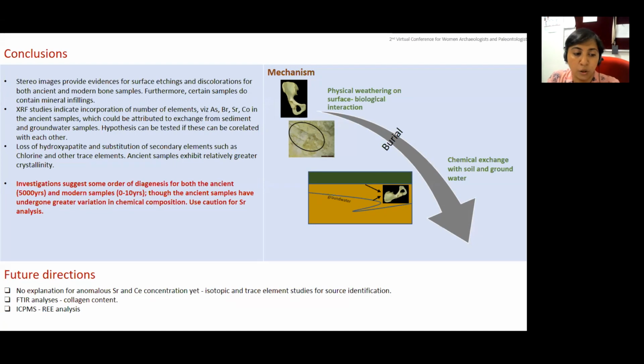In future, we definitely would like to continue with this analysis, not just with these 3 bones, but also with more bones from different parts of the site. And we would like to concentrate not just on the FTIR analysis, which will give us a better understanding of the collagen presence or absence, but we would also like to put these bones through ICP-MS for rare earth element analysis, and more isotopic and trace element analysis for the source identification of these elements.